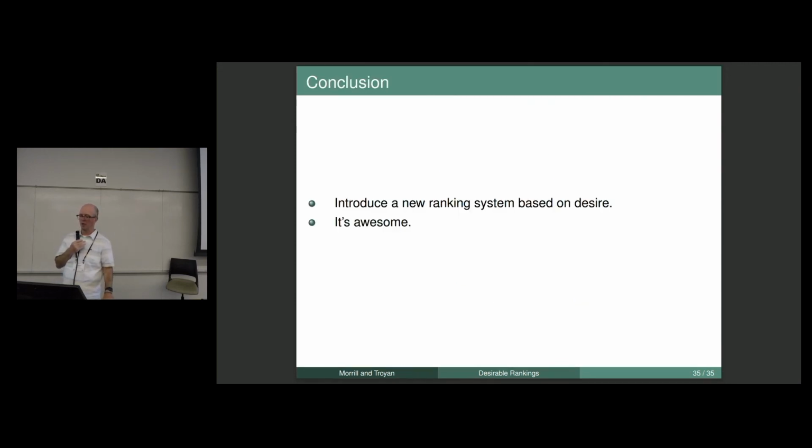Okay? All right, so the basic conclusion is we've introduced a new ranking system based on desire, and it's awesome. This is how we should be ranking journals. Right? Right? All right, let's thank Thayer. Right. Thanks.